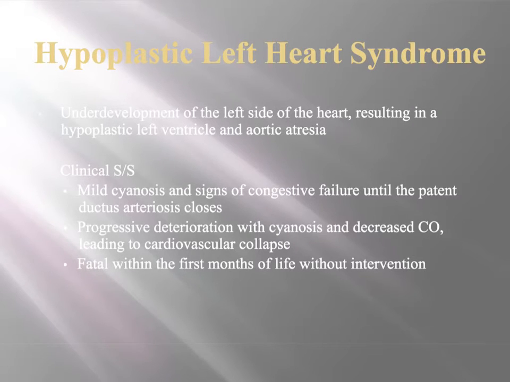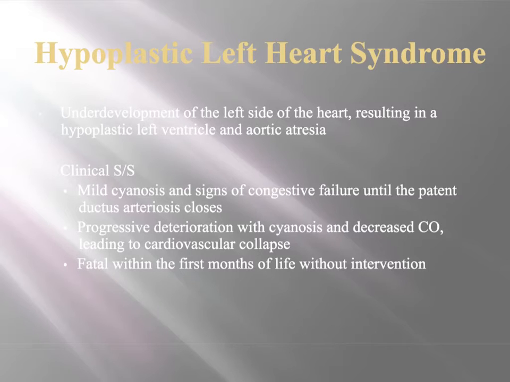Okay, so with hypoplastic left heart syndrome, we have an underdevelopment of the left side of the heart, usually the left ventricle. It results in the hypoplastic left ventricle and aortic atresia. The left side of the heart is unable to send blood to the body. As a result, the right side of the heart must maintain the circulation for both the lungs and the body. This extra workload eventually causes that heart to fail.